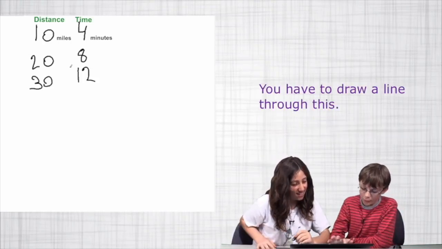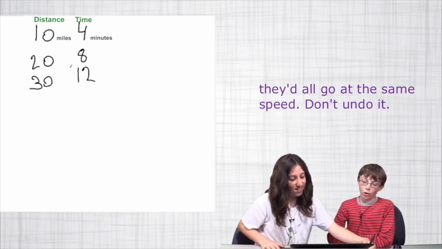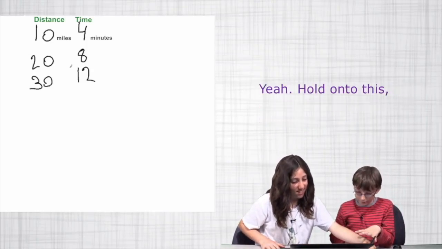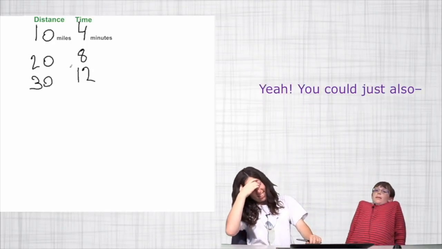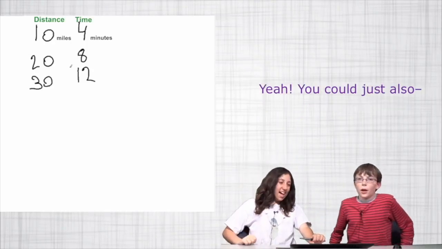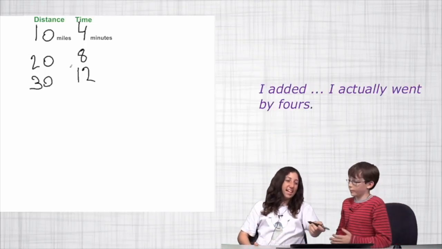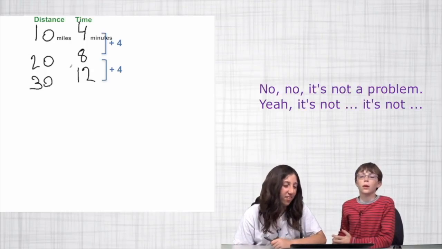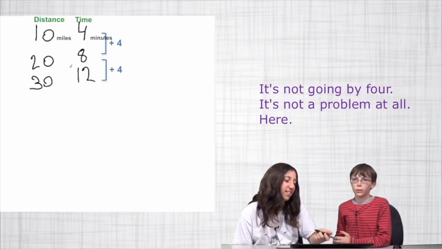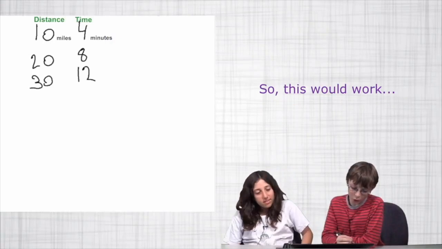You'd have to draw a line through this. Actually, if you put all 3 of these down at the same time, they'd all go at the same speed. Don't undo it. Hold on to this. Because you have one pattern called doubling. I actually went by 4. Would that still work? Yeah, it's not a problem at all. So this would work.